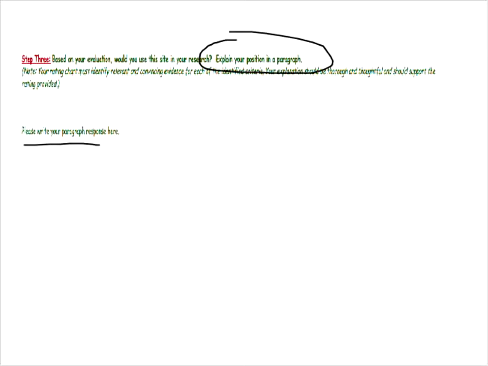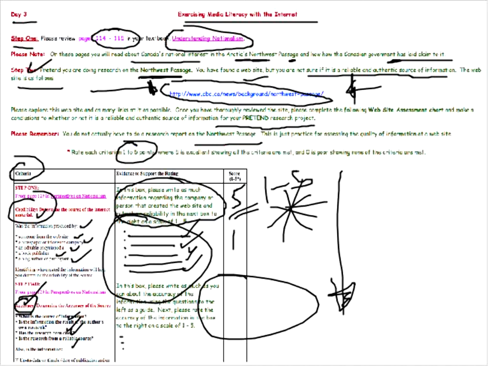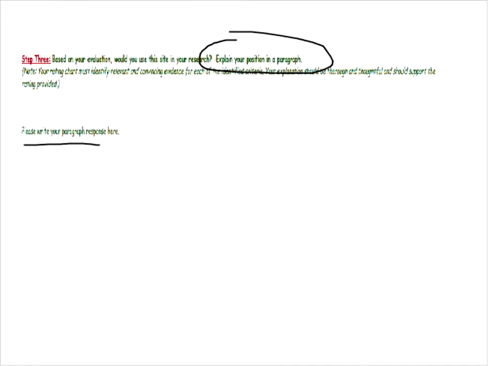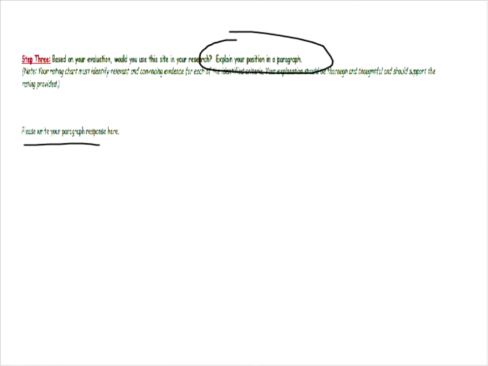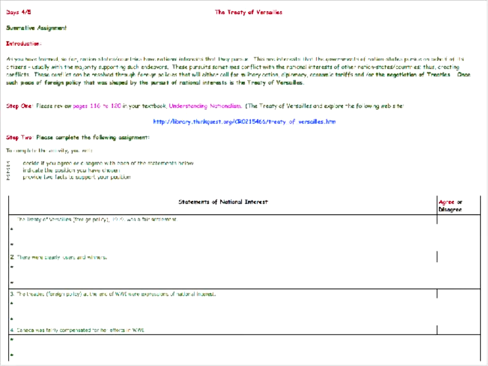So you've done all the analyzing here in the chart. Based on these scores, you're either going to have a high score for it or a low score, and that will tell you whether or not you would use it. And then you can just go through your evidence of the criteria in these boxes, and explain why you would use it or why you wouldn't use it in a paragraph response. All right, and that's it for that exercise.